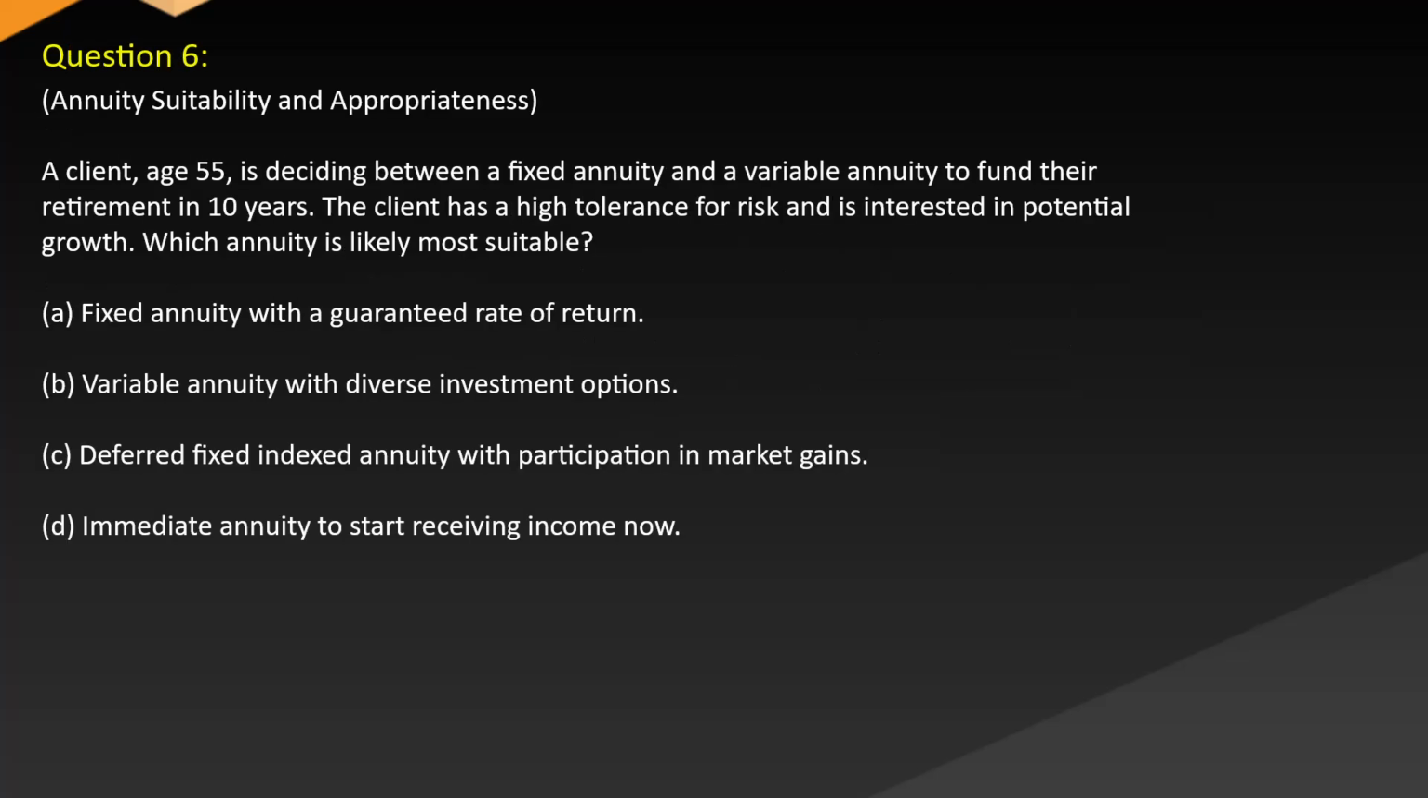Question 6. Annuity suitability and appropriateness. A client, age 55, is deciding between a fixed annuity and a variable annuity to fund their retirement in 10 years. The client has a high tolerance for risk and is interested in potential growth. Which annuity is likely most suitable? A. Fixed annuity with a guaranteed rate of return. B. Variable annuity with diverse investment options. C. Deferred fixed indexed annuity with participation in market gains. D. Immediate annuity to start receiving income now.